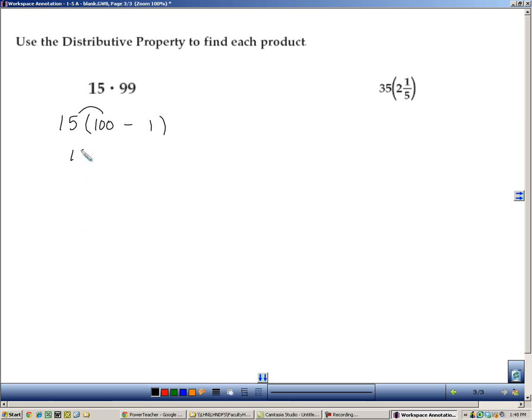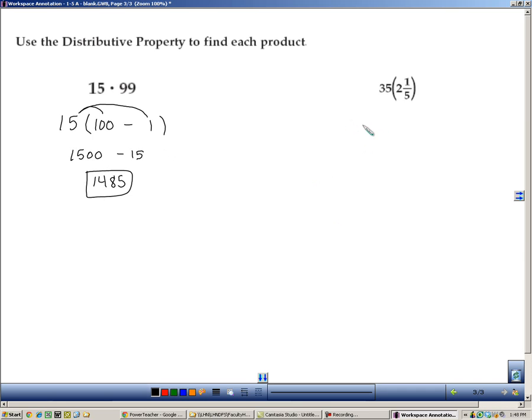15 times 100 is 1500. And then I distribute the 15 to the 1. 15 times 1 is 15. And 1500 minus 15 is 1485. It would have taken a little more work, I think, to multiply those out without using the distributive property.